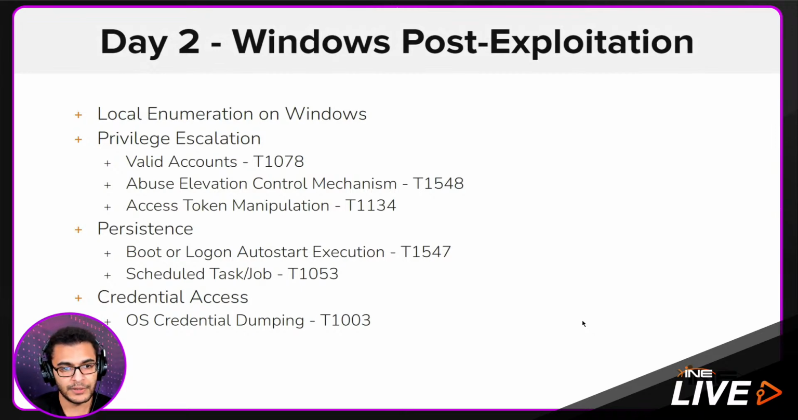And then, of course, we're going to take a look at the abuse elevation control mechanism, which essentially means, for those of you who are experienced, bypassing UAC in order to elevate your privileges, if that can be done. And that's more pertinent to more modern versions of Windows. And then we'll take a look at access token manipulation, or access token impersonation, if you will. We'll be taking a look at how to impersonate privileged access tokens to elevate your privileges.